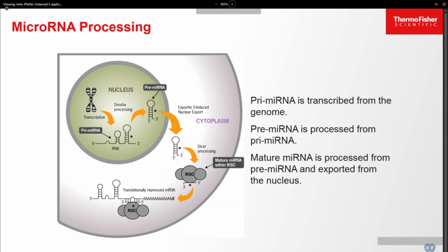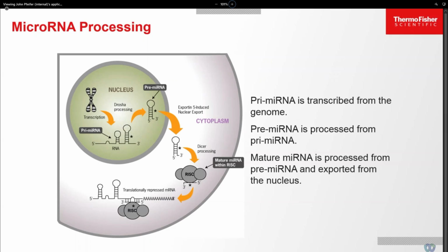MicroRNA is produced through a series of processing events. So we have an initial transcription producing what's called the primary or pri-microRNA, which has a series of hairpin loops. Next, this primary RNA is processed into what's called the precursor or pre-microRNA, which is a single hairpin loop structure, which is then exported to the cytoplasm, where it undergoes additional processing into the mature, single-strand form.